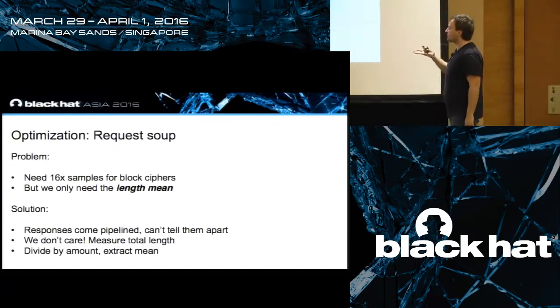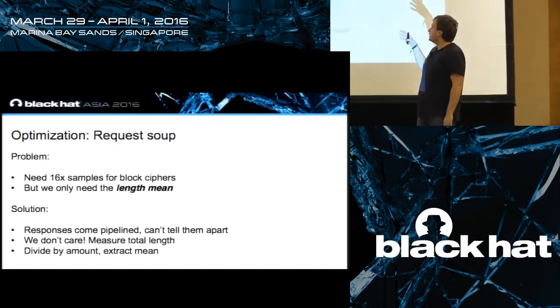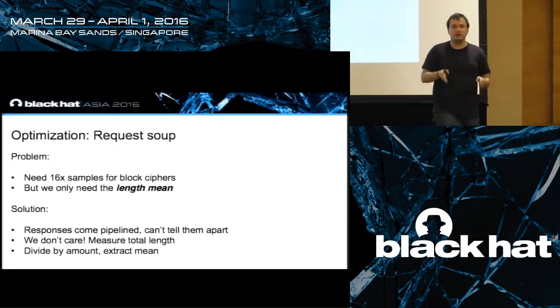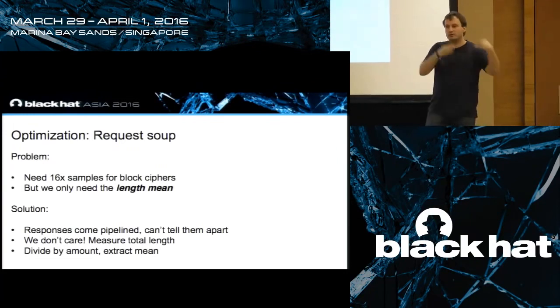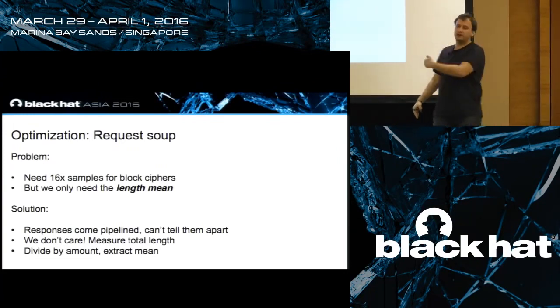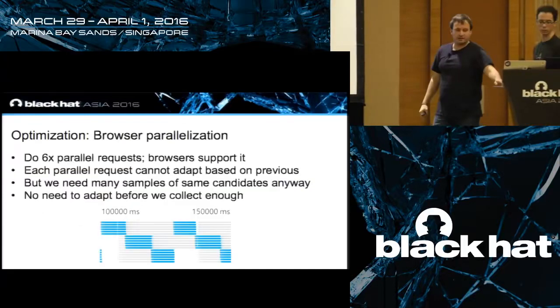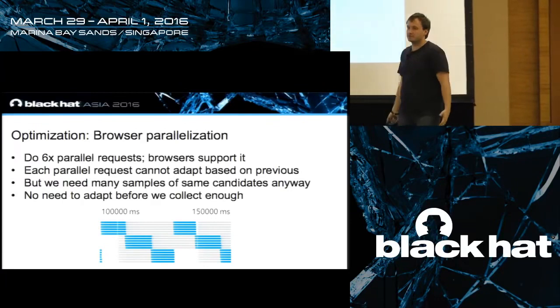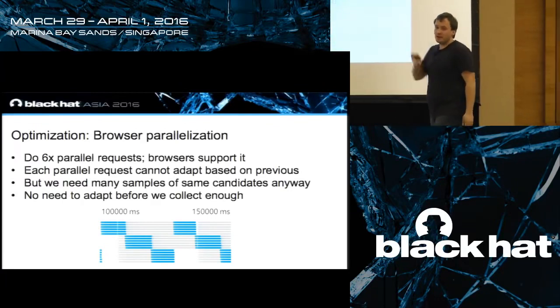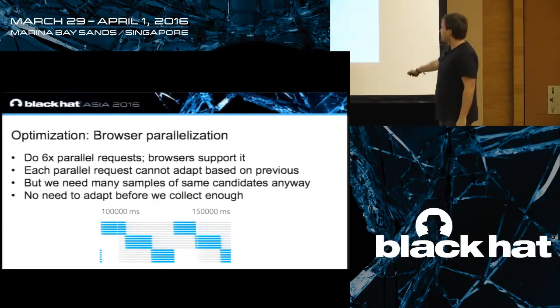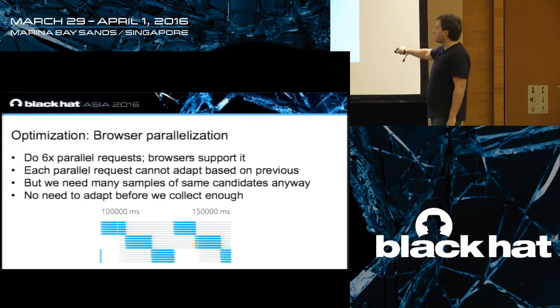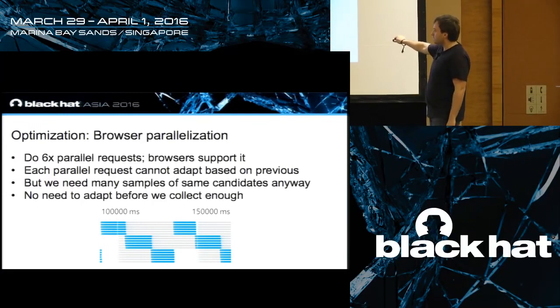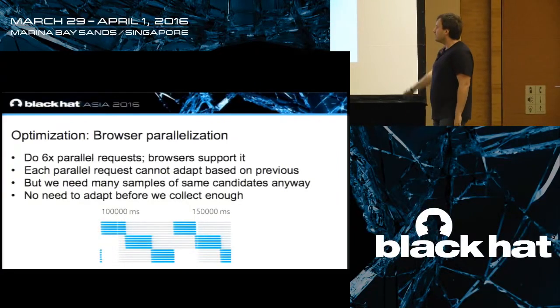So how does the browser do this? If you just do the request soup idea, you have the browser put one request behind the other, pipelining them. But if you also take advantage of browser parallelization, which is our other optimization, you notice that the browser can send up to 6 requests in parallel. This is a screenshot of how requests go. You have 6 requests running in parallel, and then in the next moment you have 6 more, and 6 more after that.